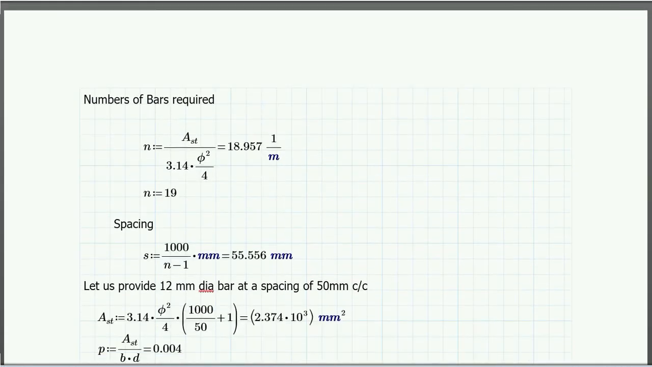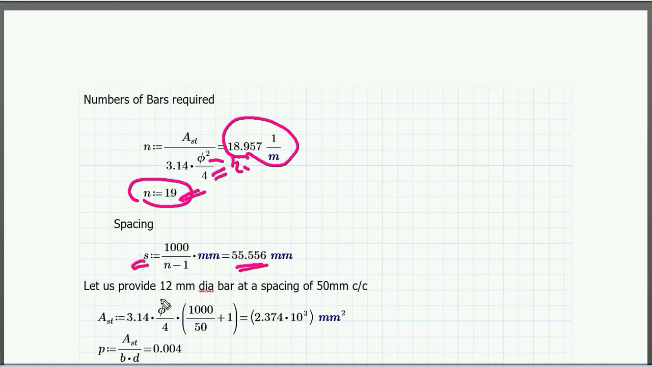Now let's find out what is the number of bars required. So the number of bars is Ast by the area of the steel, where phi is equal to 12 mm, which we have considered. So the spacing becomes 18.9. So let us assume the number of bars is 19 bars, then the spacing becomes 55. So let us provide a 12 mm bar at a spacing of 50 mm center to center. Okay, so this is what we have provided.